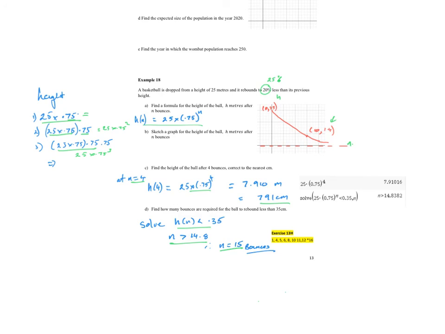All right. So if we check those answers on our CAS, you can just see there, if we substitute those values in, solve it on your CAS, and we see there that n has to be greater than 14.8, which means we're going to need 15 bounces. All right.